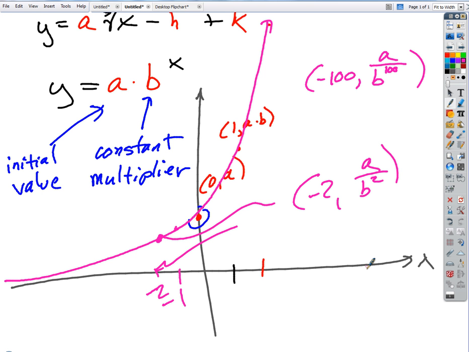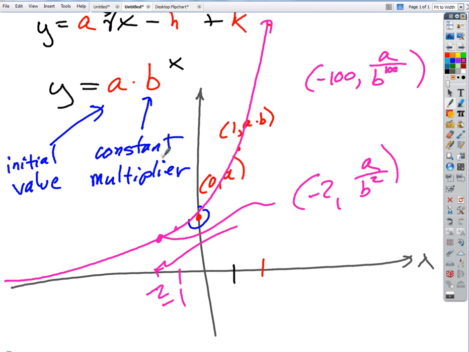As we move off to the left, we're always going to approach that axis, but never quite hit it. As I scoot to the right, things keep increasing more and more rapidly. It starts off pretty modest because these are fractions, but once we get up to here, things really pick up steam. Every time I scoot to the right by 1, my constant multiplier is really increasing things dramatically. Question?